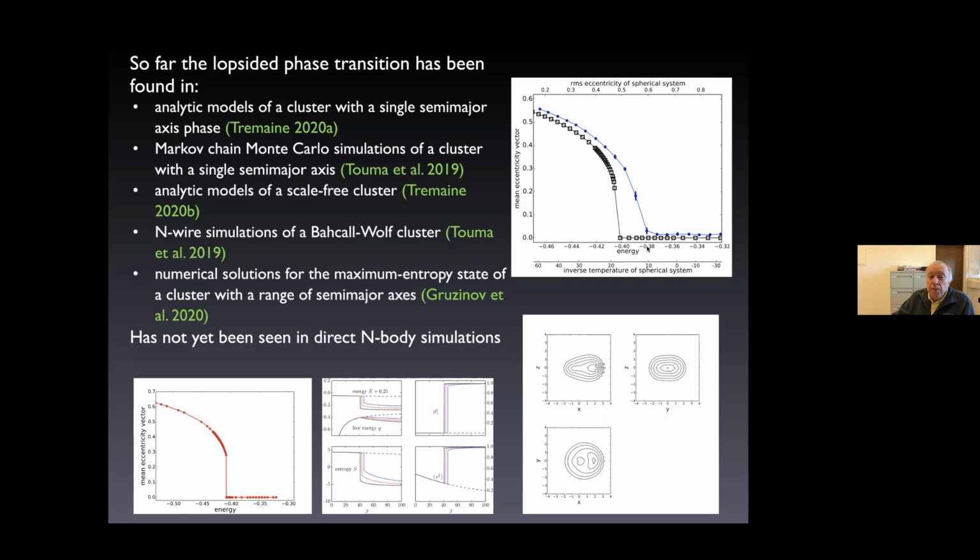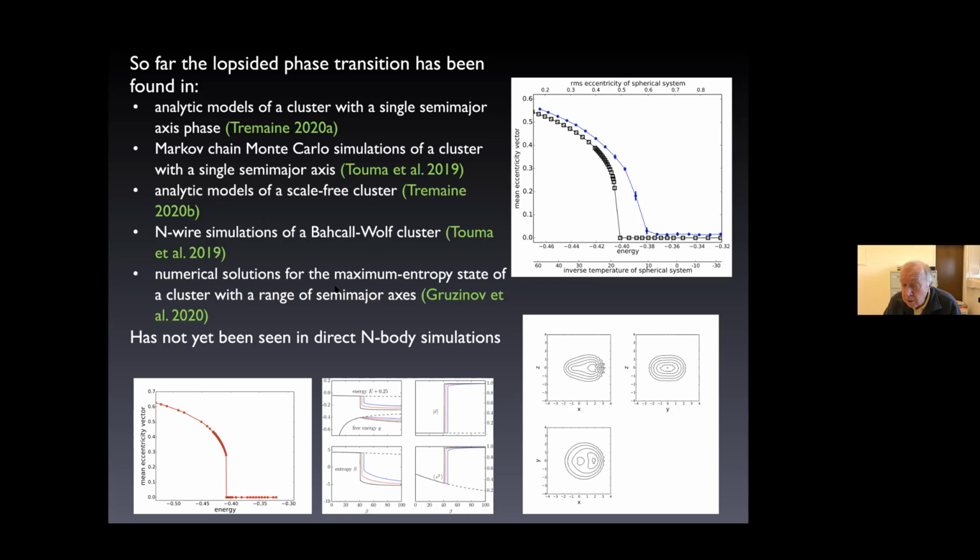So far, various experiments by various groups have found the lopsided transition, both in analytic models, as I said, in the Markov chain Monte Carlo, in models of a scale-free cluster, which is sort of the opposite of a cluster where everything's got a single semi-major axis. In simulations using n wires, that is an n-body simulation, but using the averaged orbits rather than point masses. It's been seen in simulations of a cluster following the Bahcall-Wolf law. It's been seen in numerical simulations looking at maximum entropy states of a cluster.